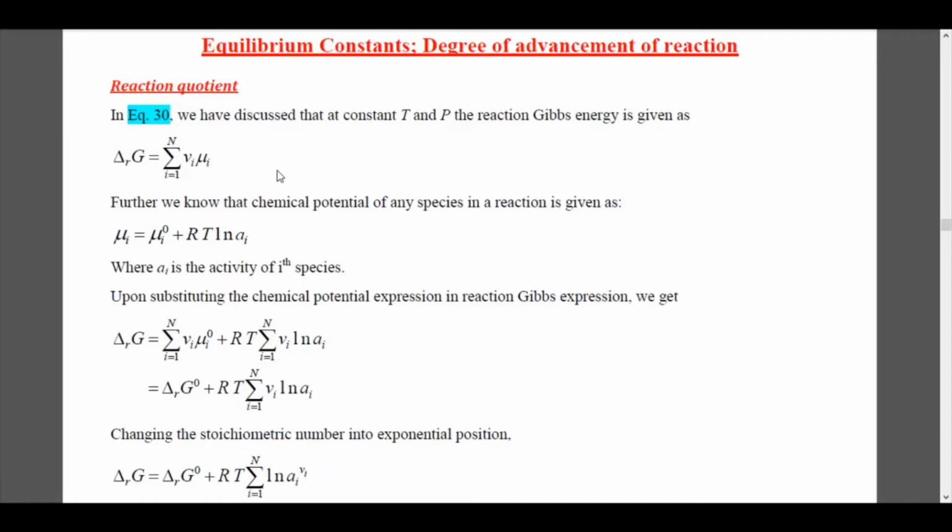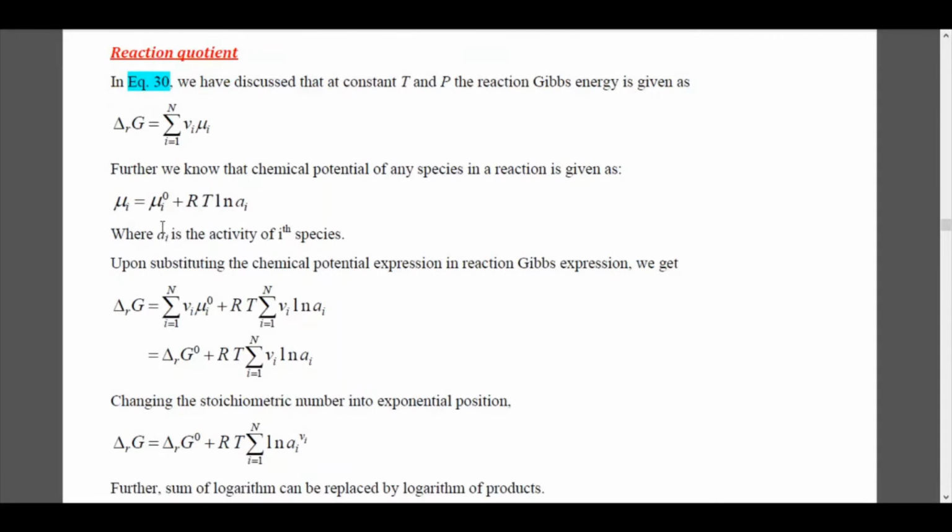In the last session we discussed that at constant temperature and pressure, reaction Gibbs energy is given as delta Rg is equal to sum over Vi mu i. Vi is the stoichiometric coefficient of the reactants and products, and mu i is the chemical potential of the ith species, both for reactants and products. Again, the chemical potential is given as mu i0 plus RT ln ai. ai is the activity of the ith species.